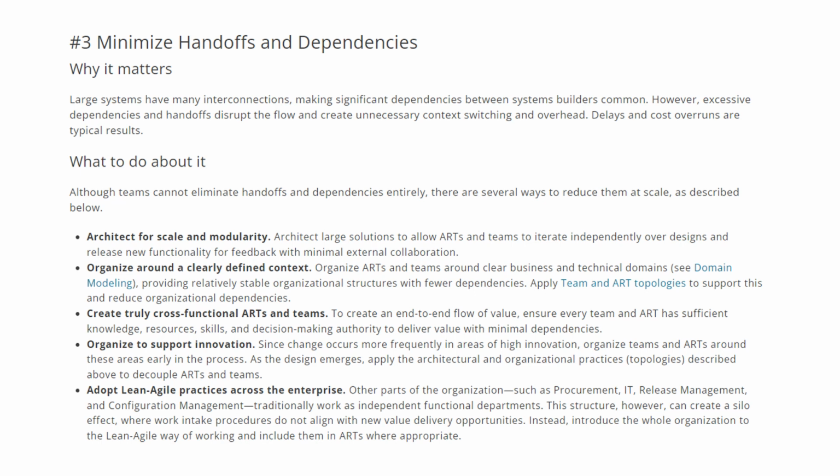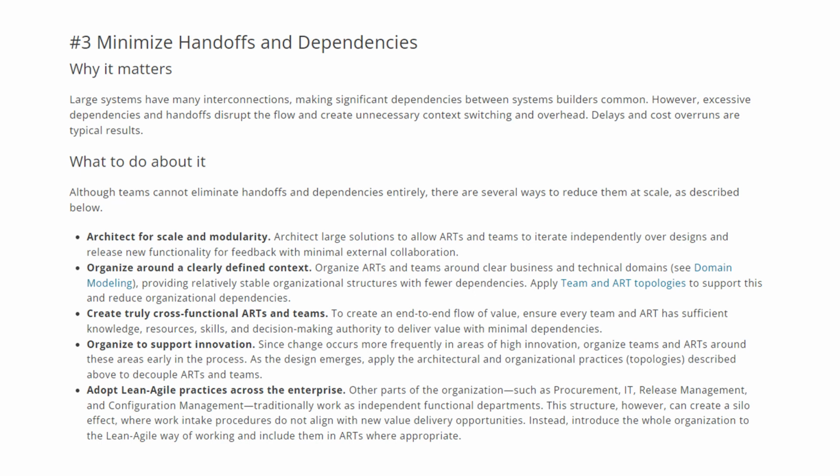Architect large solution to allow arts and teams to iterate independently over designs and release new functionality for feedback with a minimal external collaboration. The second option is organize around a clearly defined context.